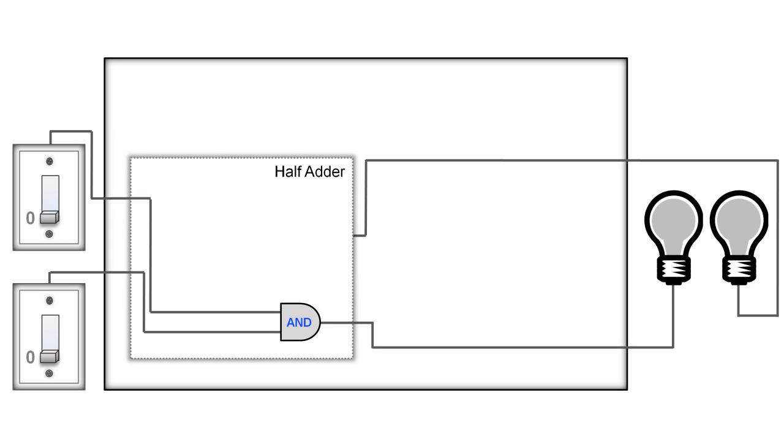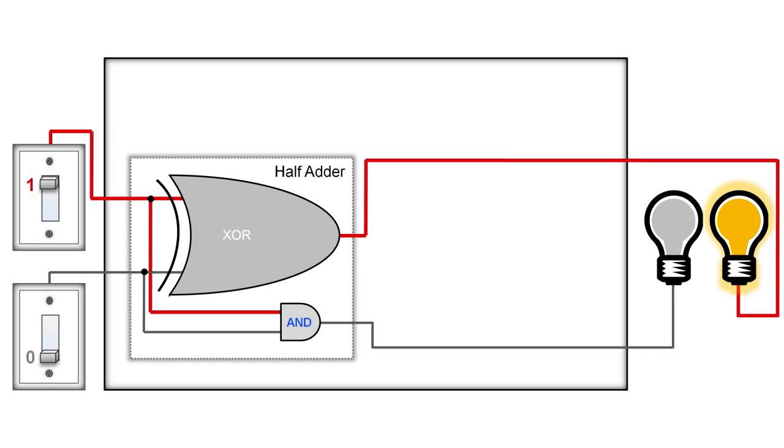Now, to turn on the right light bulb, we'll use what's called an exclusive OR gate, which is represented by the letters XOR. The exclusive OR gate acts just the way you would expect. Either one switch or the other switch has to be on exclusively for the output to be on as well. If both switches are on, or if both switches are off, the output will be off.